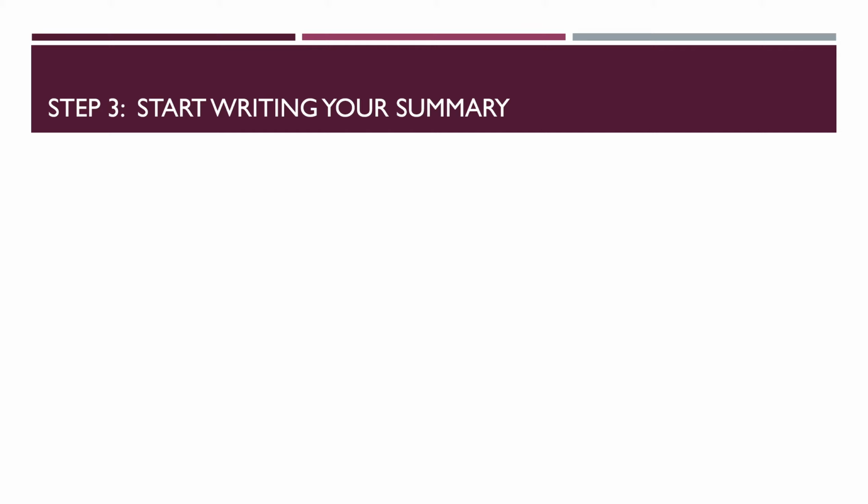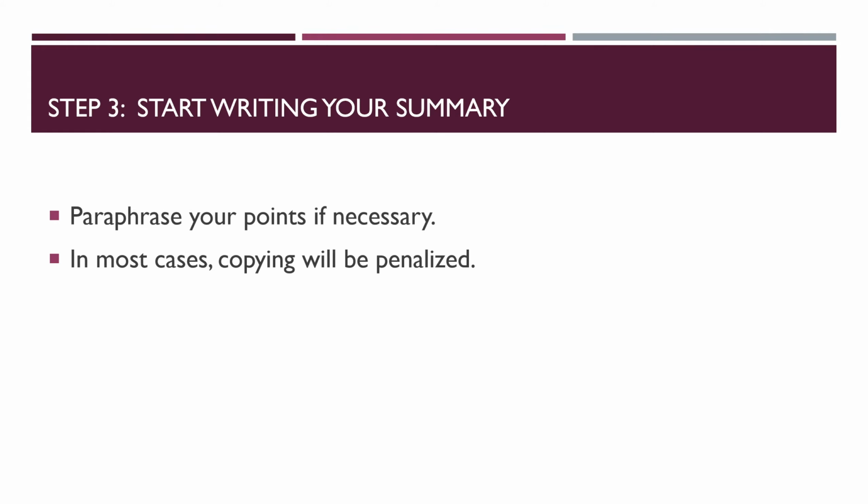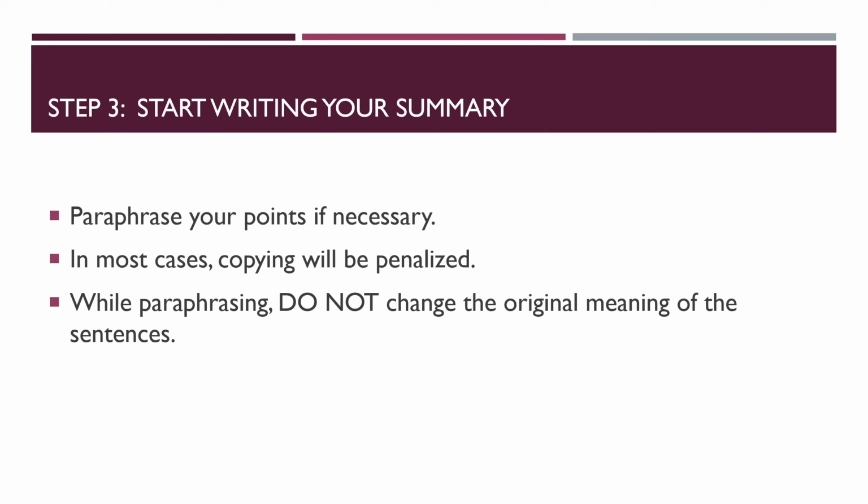So once you have identified all the points and you're satisfied that you have not missed out on the important points, the next step is to actually start writing your summary. Now, most of the time in a lot of academic tests and examinations, you are often asked to write in your own words. If that is the case, make sure that you paraphrase your points, because if you do not do so, you will be penalized. And of course, while paraphrasing, make sure that you do not change the original meaning of the sentences. If you change the original meaning, it means that the point is different from what is required by the examiners, and if that's the case, no marks will be awarded.